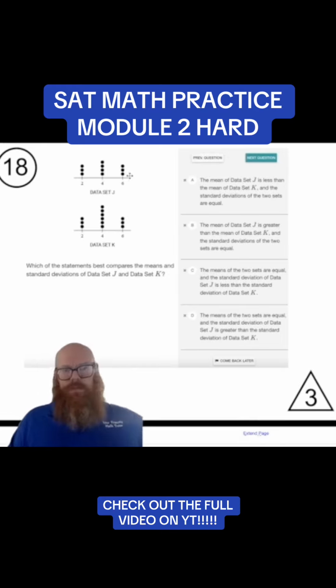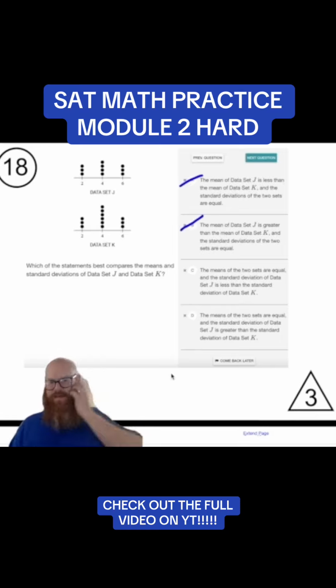They're both symmetrical and evenly spaced out. So the mean of both of them is just going to be 4. You can certainly check that, but it's not necessary. The mean and the median are going to be equal, and they're going to both be 4. So the mean of them is the same. So the means should be equal. All right, so now we're down to C and D.